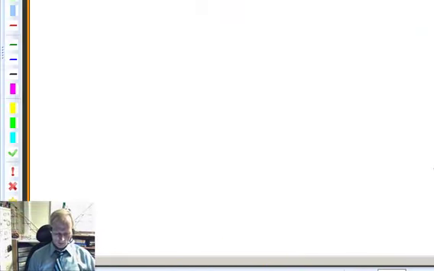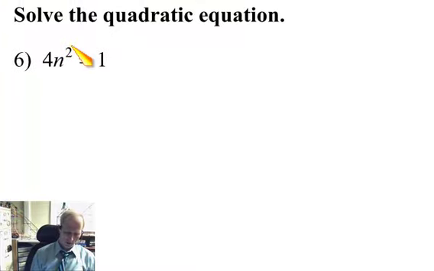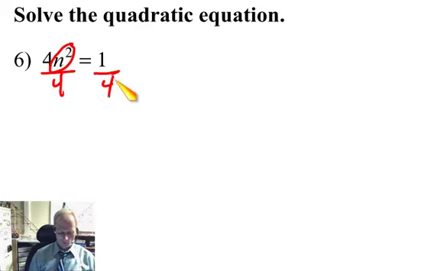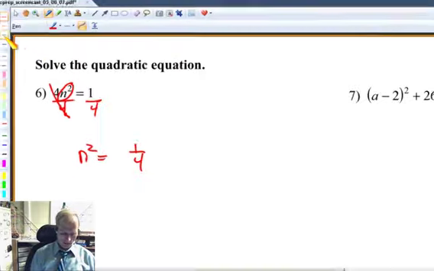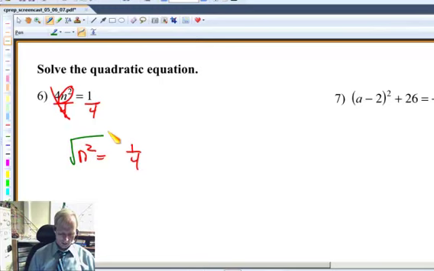So now I actually have some quadratic equations to solve. So in the first one, I'm going to solve by taking square roots, and I do that by first isolating the variable with the exponent on the left side of the equation. So in this one, that means I have to divide by 4. So now I have n squared equals 1/4.